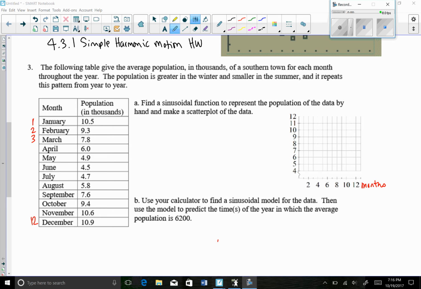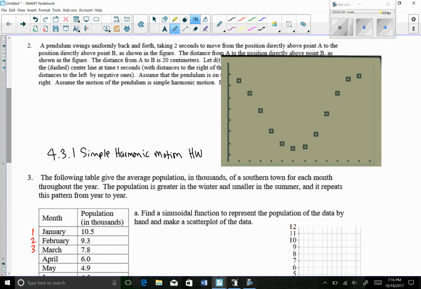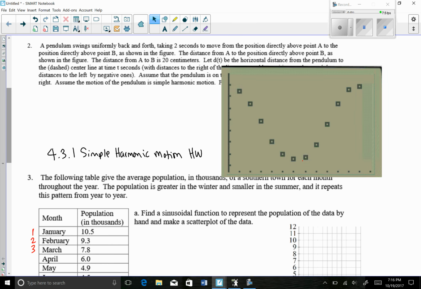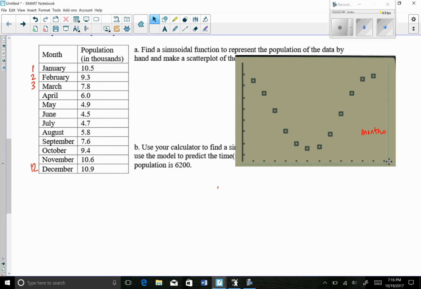So rather than do this by hand, which you guys are going to do, I did it in the calculator because it's hard for me to do on the screen here. So here is a scatter plot of what our data looks like. And for this, let's go ahead and come up with our equation by hand for this.